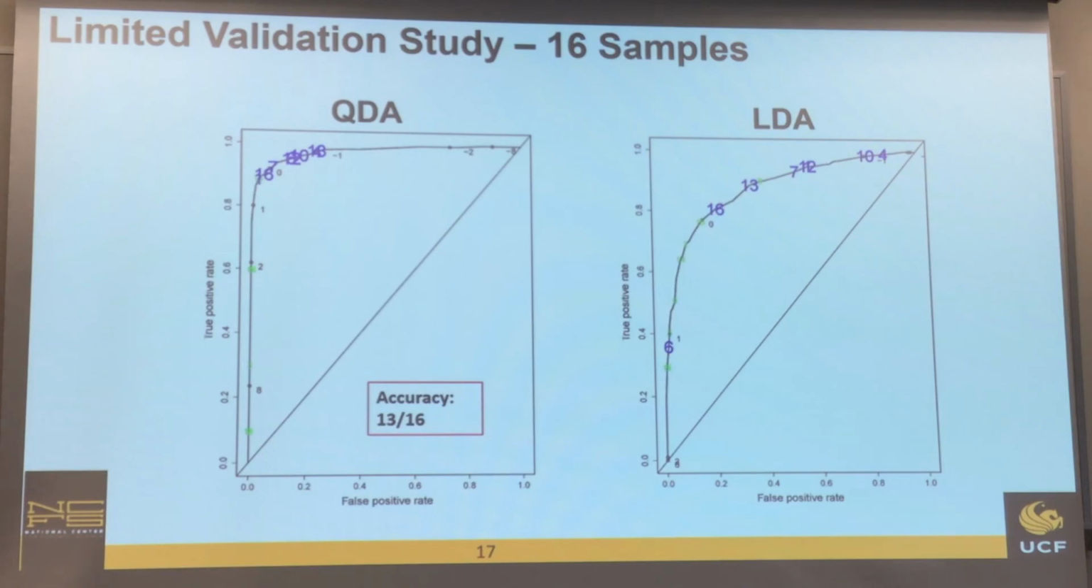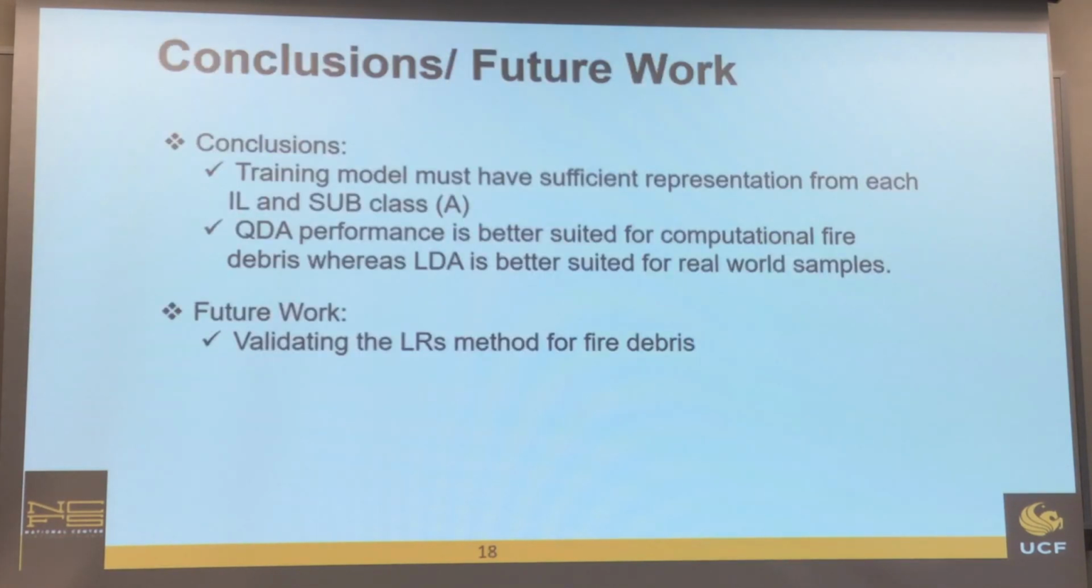When we then evaluated using the LDA approach, we had a more accurate system, 14 over 16, so about 87%, in which there was a misclassification for each class, liquid and substrate. So that being said, it is important to make sure that when you're training models, you have a sufficient representation from each and every liquid and substrate class, which is what population distribution A demonstrated.